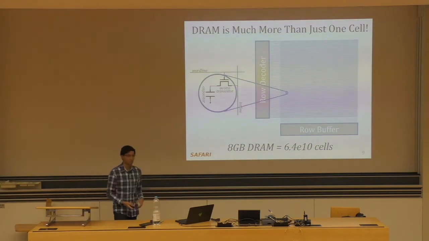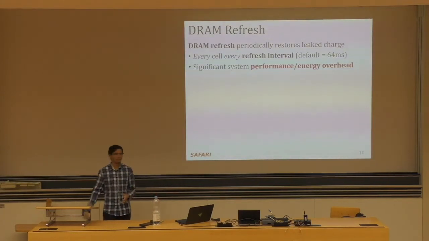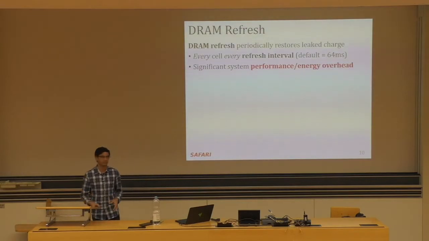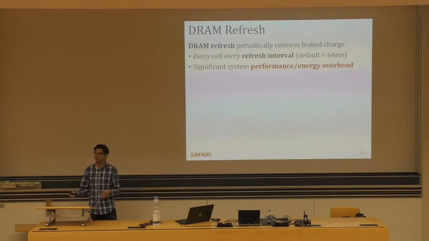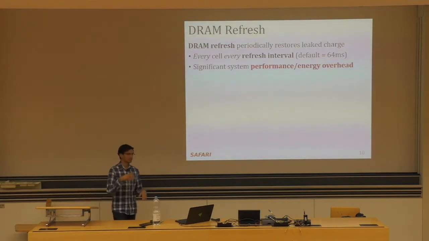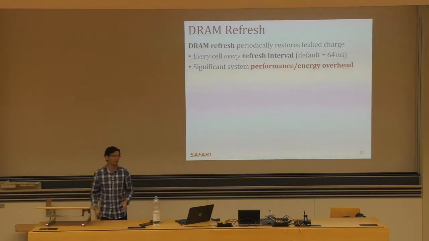And again, all of these can experience failure. And so to this end, we use a process called DRAM refresh. DRAM refresh periodically restores the leaked charge in every single cell in the DRAM device, right? And so for our typical DDR3, DDR4 devices, this is every 64 milliseconds. So essentially every 64 milliseconds, we refresh every cell in the entire device. And as you can imagine, this results in significant system performance and energy overhead.